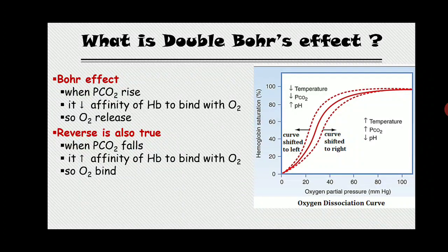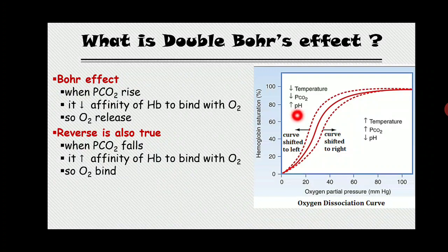So the partial pressure of carbon dioxide inside the fetal blood decreases. So fetal blood becomes more alkaline, or in other words, the pH of the fetal blood will increase, right? So what happens to the HbO2 curve? The HbO2 curve will shift to the left. So this oxygen-hemoglobin dissociation curve will shift to the left in the fetal circulation at the level of the placenta.